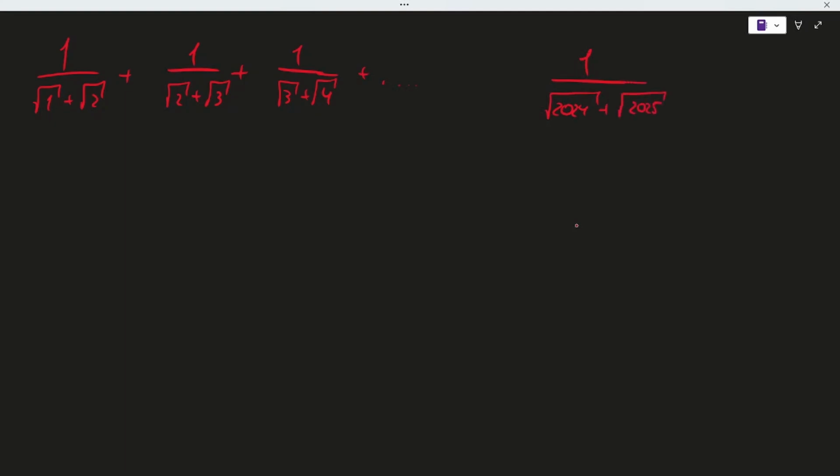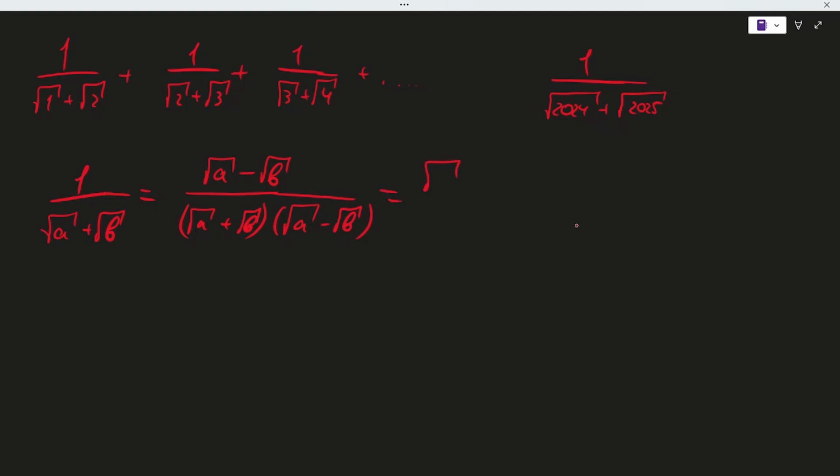Here the idea is that 1 divided by root a plus root b can be represented as root a minus root b divided by root a plus root b times root a minus root b. And clearly, this one can be rewritten as root a minus root b divided by a minus b if we use the difference of squares factorization method.